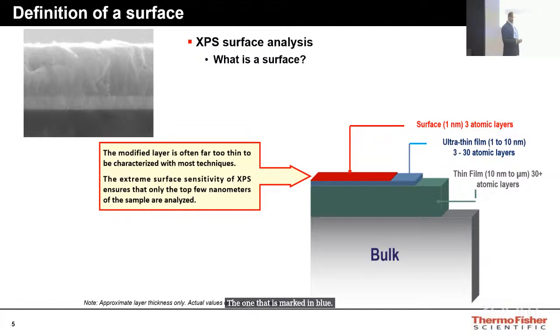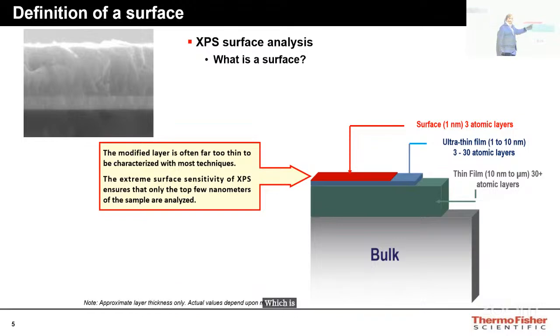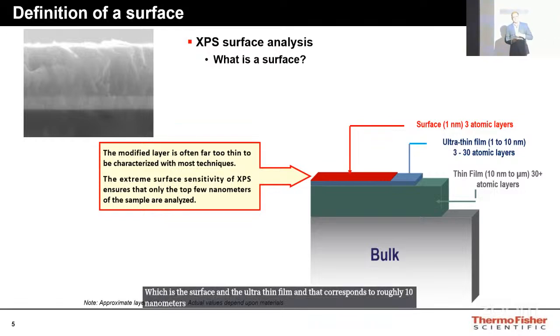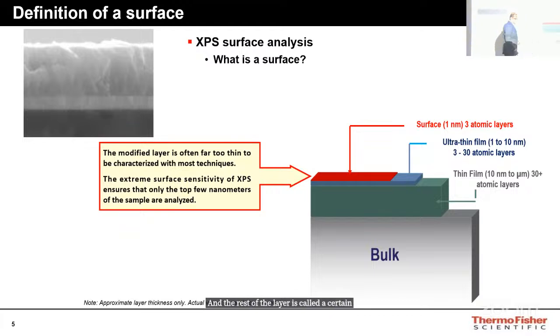And whenever we talk about XPS, any information that you get out of an XPS comes from the top two layers, which are the surface and the ultra thin film, and that corresponds to roughly 10 nanometers on the surface. That's where all the information from XPS comes from. And the rest of the layers are called the thin film and then the bulk.